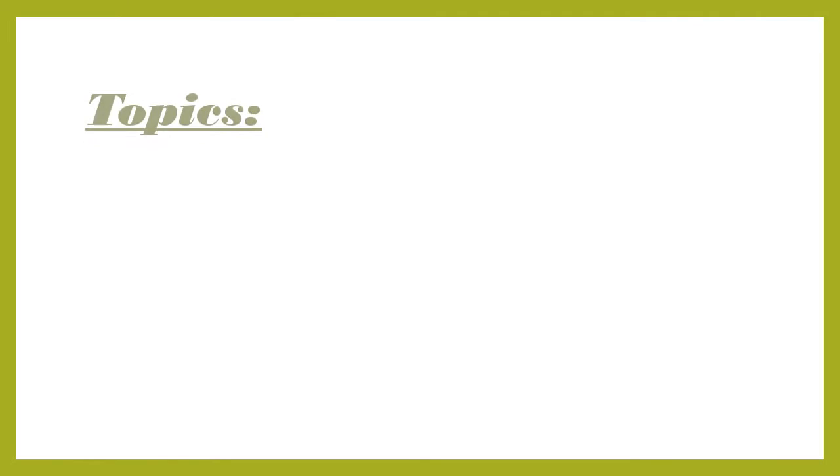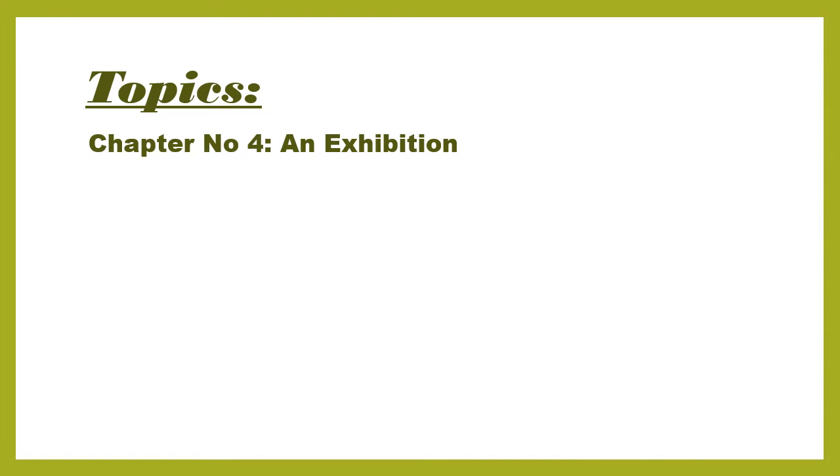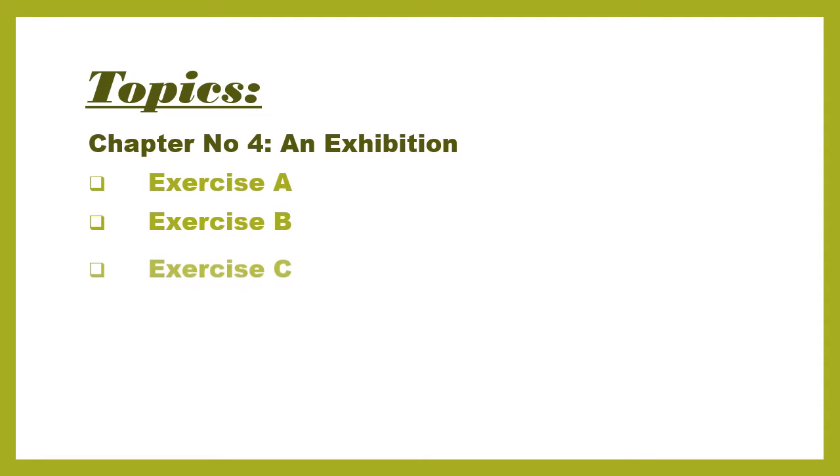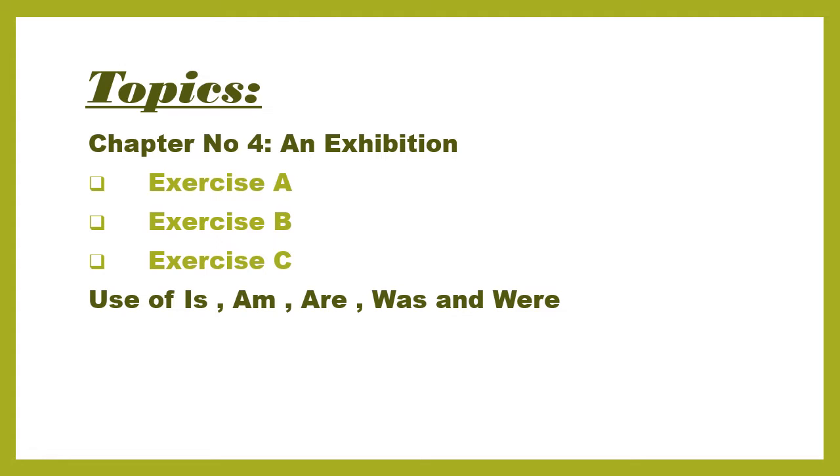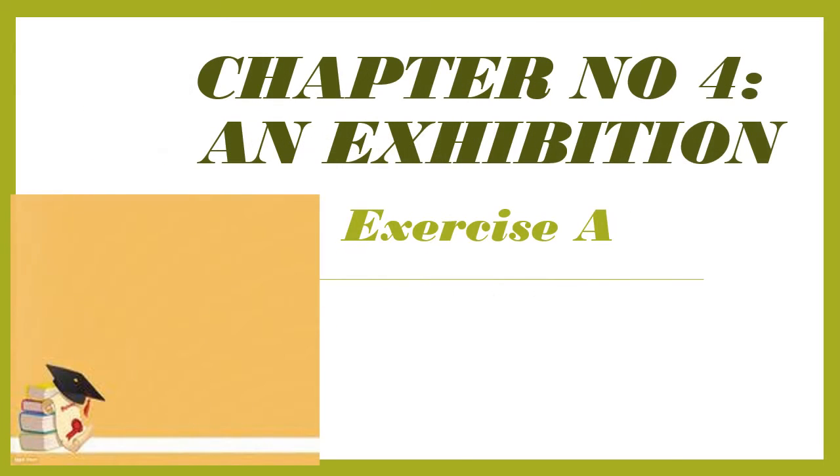And the topics we shall discuss in this lecture are from English A, we shall do chapter number 4, An Exhibition, and we shall do exercise A, exercise B, and exercise C. Then after it from English B we shall do use of is, am, are, was and were, and we shall do its introduction. First of all we shall do chapter number 4, An Exhibition, exercise A.